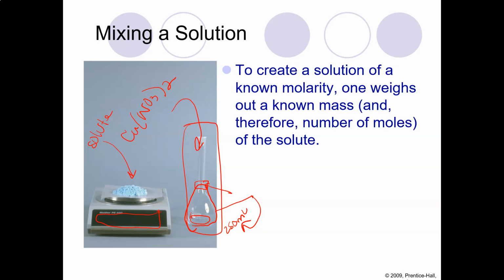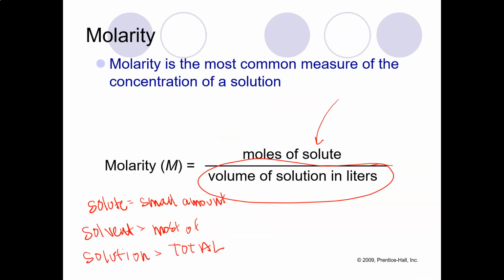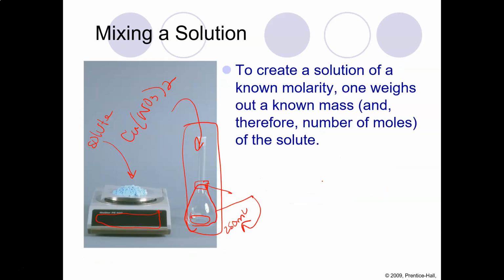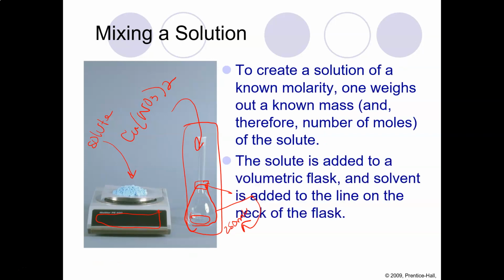Now, I would never actually know exactly how much water I added. Water would be the solvent here, but I don't care because I don't need anything about the solvent. I need to know the volume of the solution, which is the total, which is why I would just mix them together until it got to the line. So then I would be able to do my calculations and solve for the molarity.